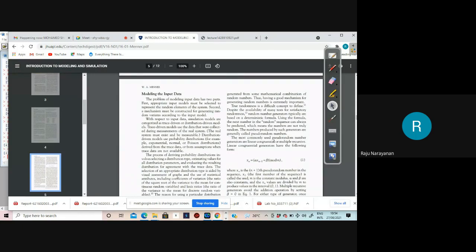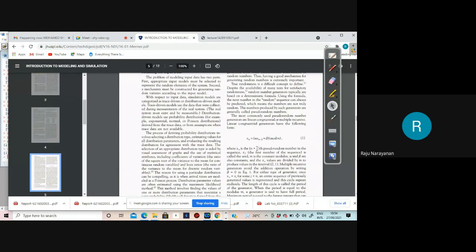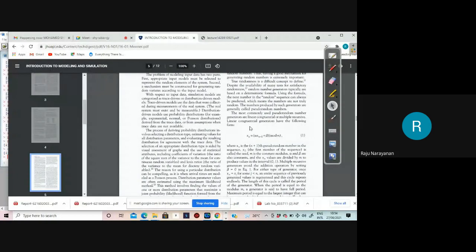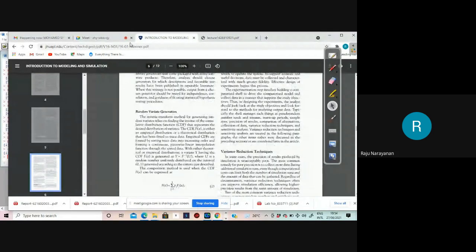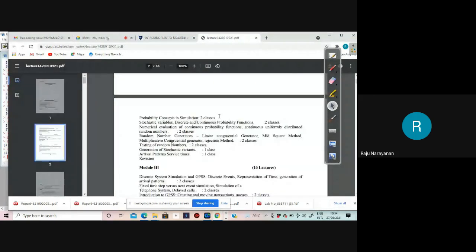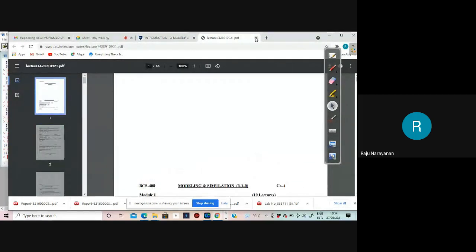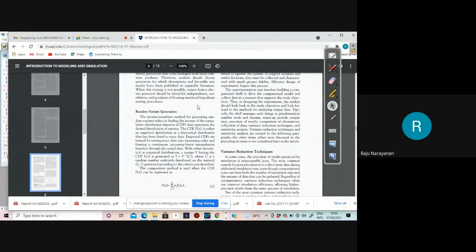The most commonly used pseudo random number generators are linear congruential or multiple recursive, etc. So many things are there. That is all about simulation. You can take some of these notes and invest 3 or 4 hours. That is enough.